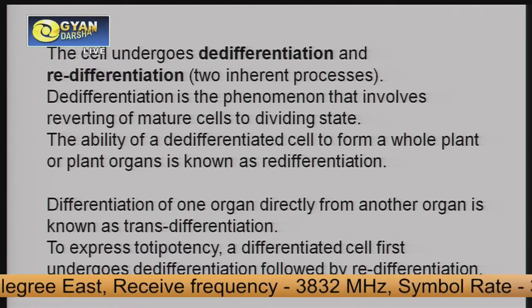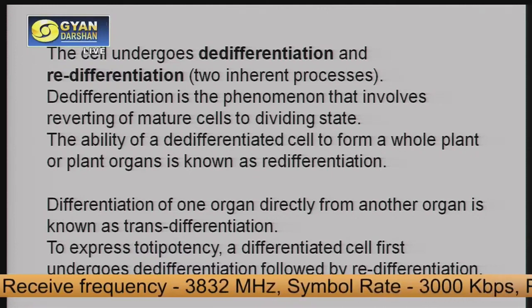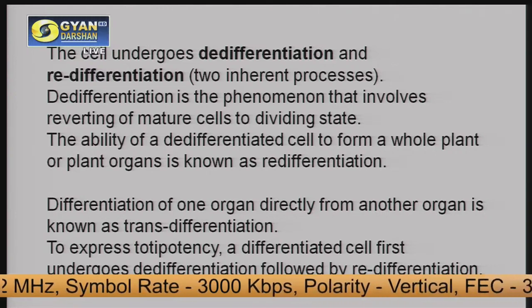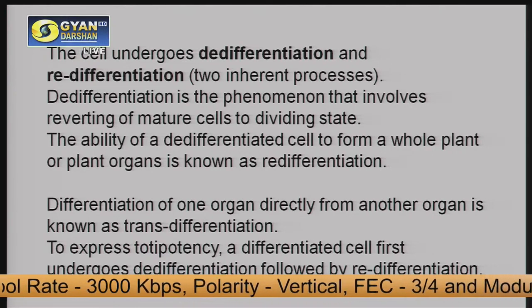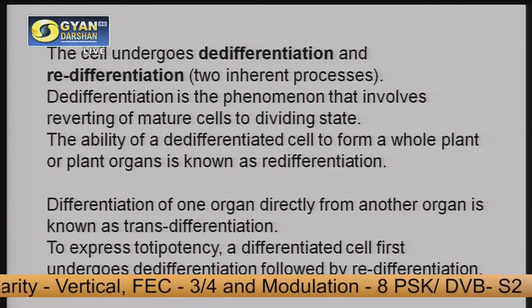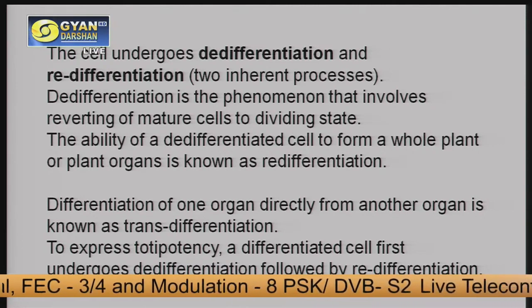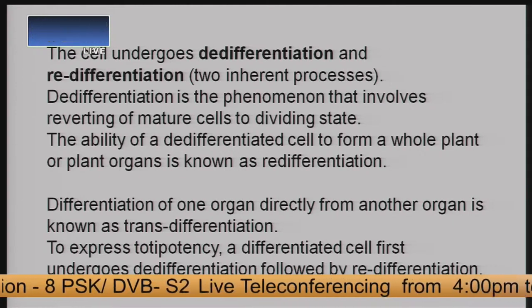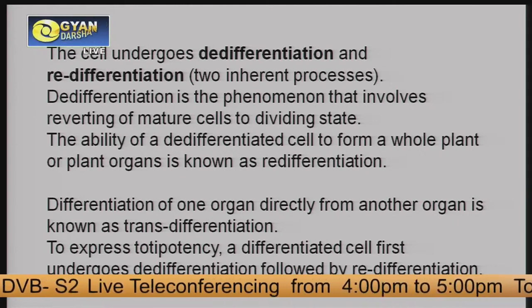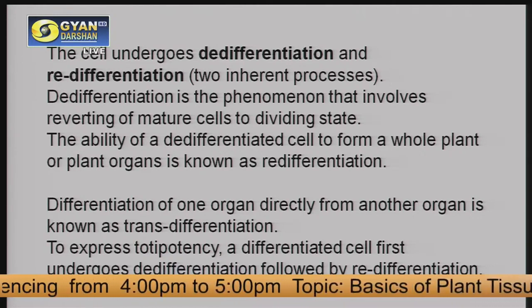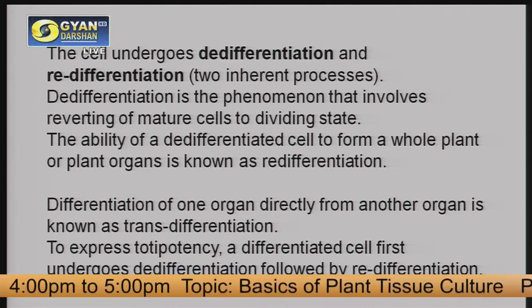Now, differentiation of one organ directly from another organ is known as transdifferentiation. And to express totipotency, a differentiated cell first undergoes dedifferentiation followed by redifferentiation. So, in any tissue culture process, there have to be these two processes. That is, first there should be a dedifferentiation, that is from matured cell to dividing cell, and then there would be a redifferentiation, that is the dividing cell finally again gives rise to a whole plant. That means again it gets converted into a matured plant.